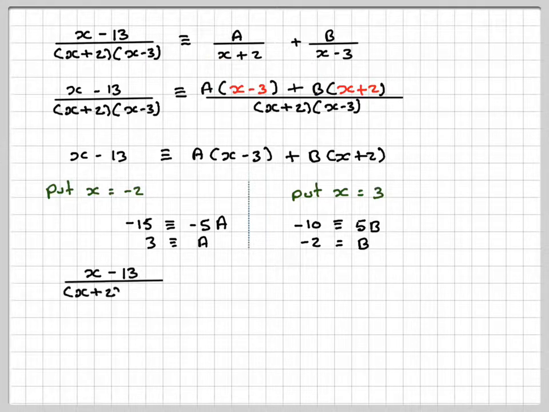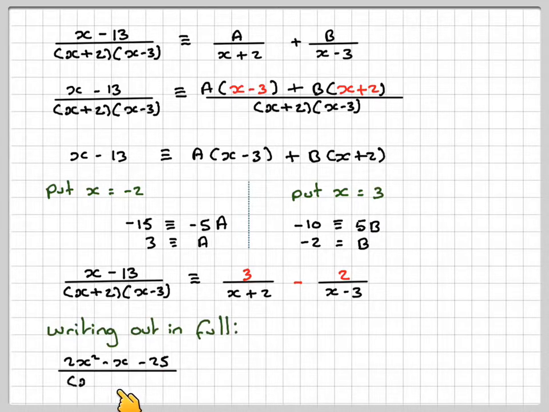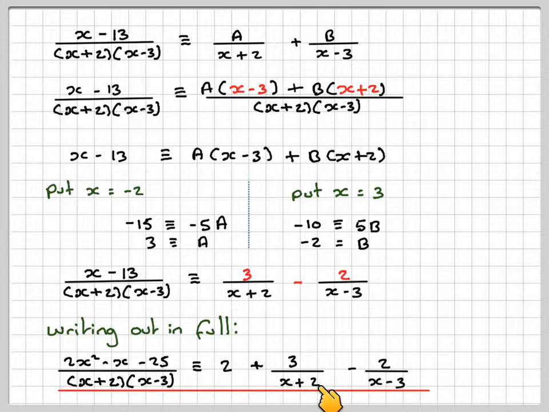So taking this, it's going to be equivalent to this and this, where A is 3 and B is minus 2. So we'll put the minus sign here and the 2 here. Now we have to put it all together with the original fraction. So writing out in full, we have (2x squared minus x minus 25) divided by (x plus 2)(x minus 3) is equal to 2 plus 3 over (x plus 2) minus 2 over (x minus 3).